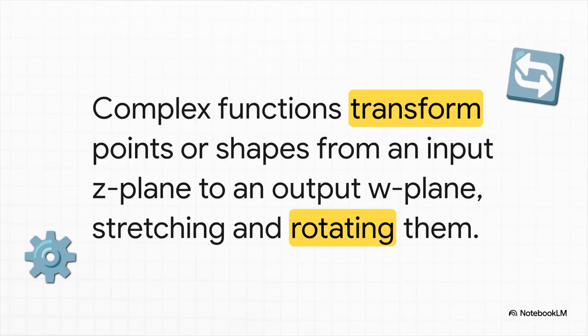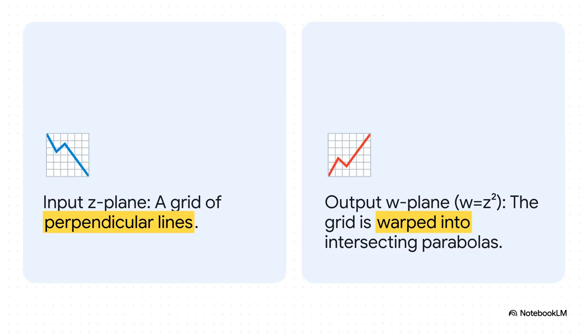I want you to think of a function, something like w = f(z), as a kind of machine. You feed it a point, or heck, a whole shape from one complex plane, we'll call it the z-plane, and it maps it to a new location, a totally new shape in a second complex plane, the w-plane. It stretches, it rotates, it warps the input. Let's take a simple one, like w = z². If you feed in a standard grid of straight lines, what comes out on the other side? Well, it's not a grid anymore. The function beautifully warps those straight lines into this elegant new pattern of intersecting curves. That's what we mean by transformation.